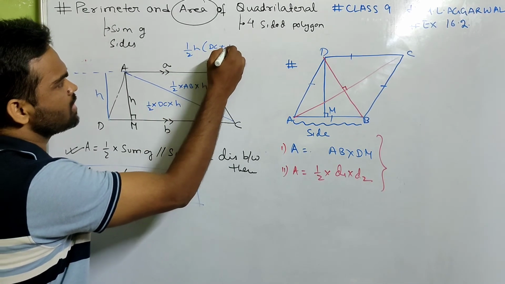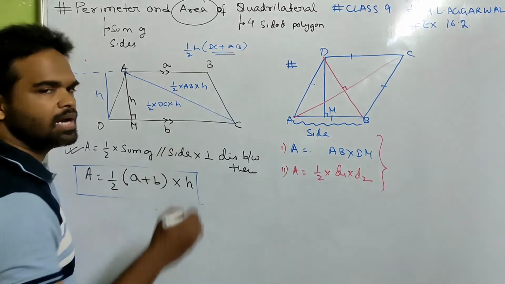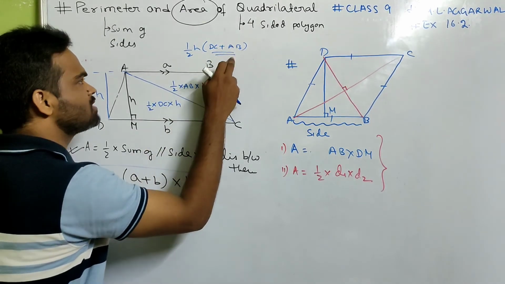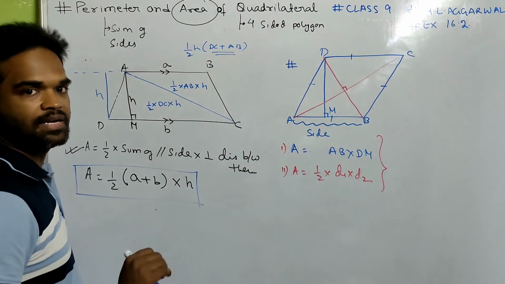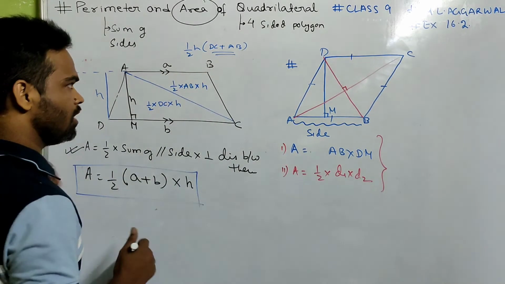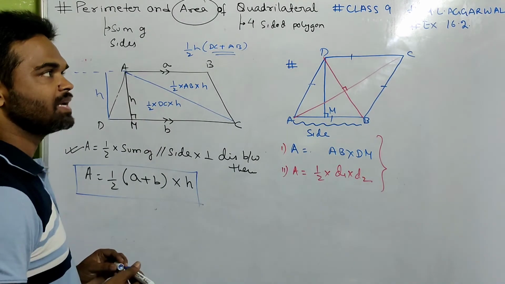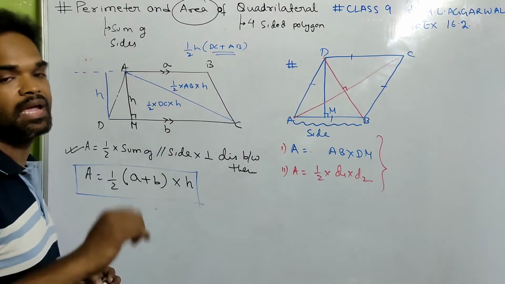So DC plus AB, which are parallel sides. So it will be half into sum of parallel sides into perpendicular distance between those two parallel sides. Done? Now let us solve sums from exercise 16.2 from Aggarwal.